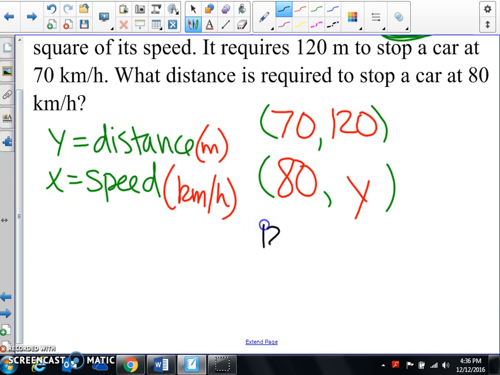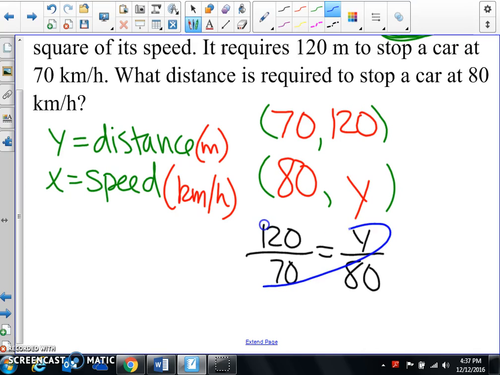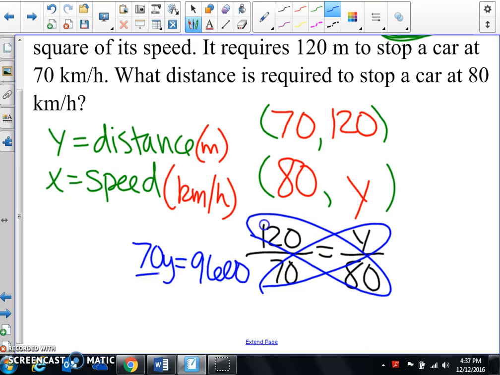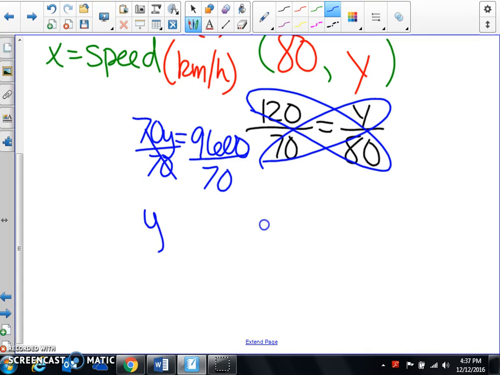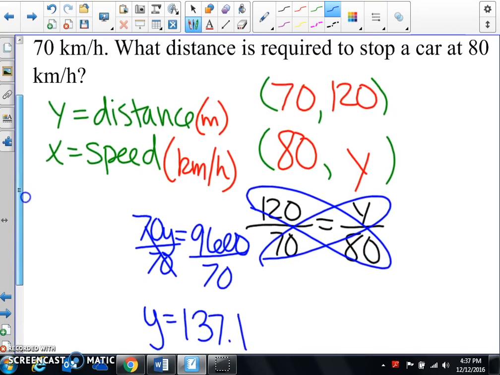Okay, it's direct. So remember, if it's a direct variation, we divide. So I take the first one, it's y over x equals y over x. Now I cross multiply. 70 times y is 70y. 120 times 80 is 9,600. And we divide both sides by 70. To give us 137.1. And I go back up to meters.